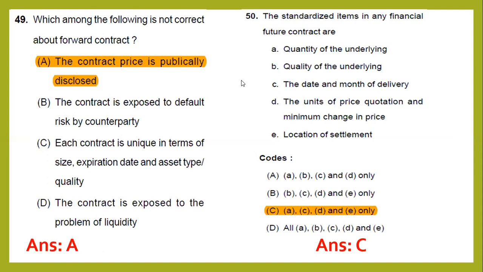So 49th question, which among the following is not correct about the forward contract? So option is A, the contract price is publicly disclosed. So this is not correct. So 50th question, the standardized items in any financial future contract are C, A, C, D, and E only. That is quantity of underlying, the date and month of delivery, the units of price quotation and minimum change in price, and location of settlement. So therefore, correct option is C.